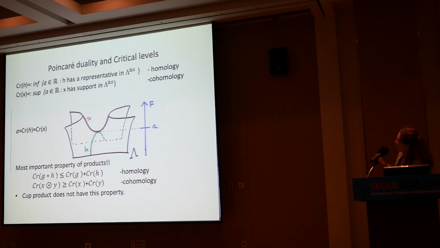So again, if you have a homology class and want to find its critical level, you push it down. If you have a cohomology class and want to find its critical level, you push it up. And these are, from the point of view of geometry, the most important properties of the products. The critical level of the Chas-Sullivan product is less than or equal to the sum of the critical values. And the critical value of the cohomology product is greater than or equal to the sum of the critical values. So it's a different sign here, which is very interesting. And I might also add the cup product does not have this property. The Poincare product and the Chas-Sullivan product both have this property, and both of the cohomology products have that property.